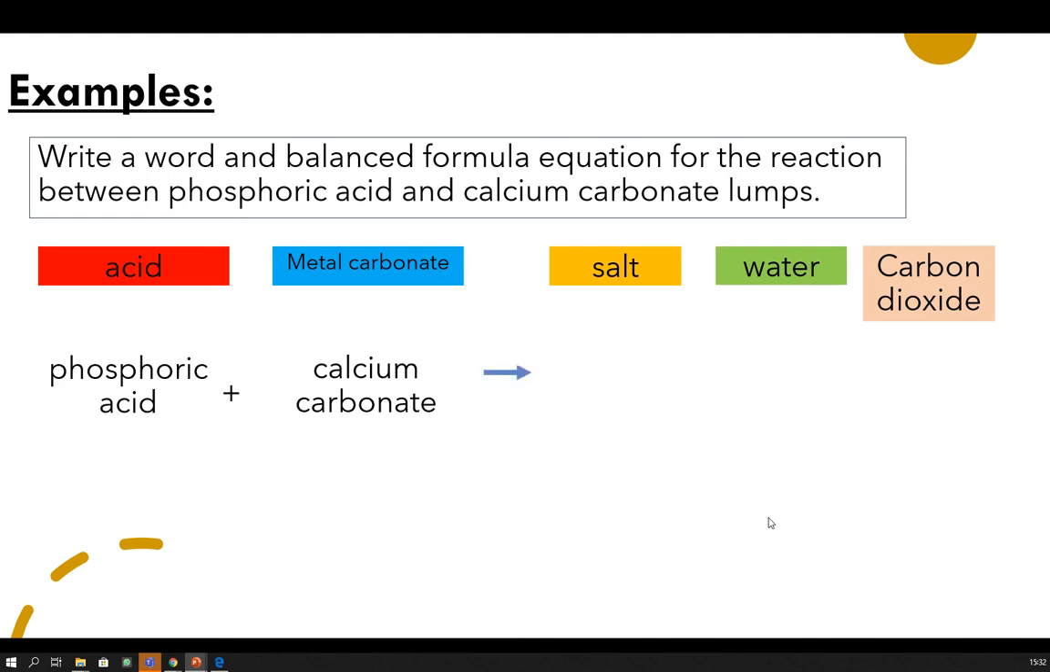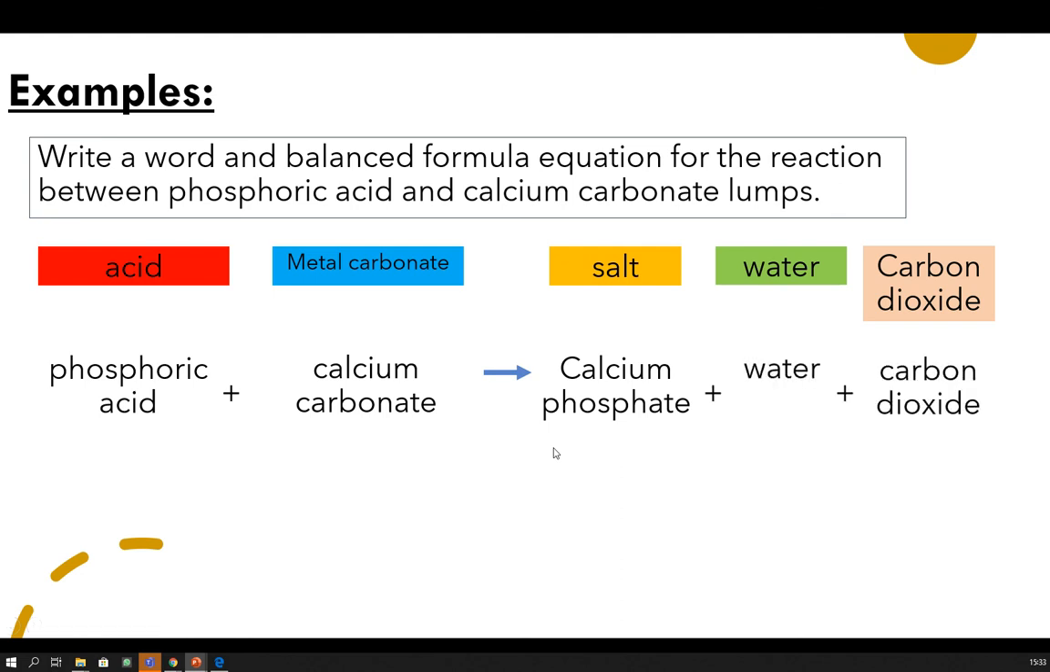So now we can finish the word equation. For the name of the salt, first of all, we're going to look at the base and we're looking for the name of the metal ion or ammonium ion. Here the metal ion is calcium, so the salt name is going to begin with calcium. And because we've used phosphoric acid, it's going to form calcium phosphate plus water plus carbon dioxide. So that's the word equation.